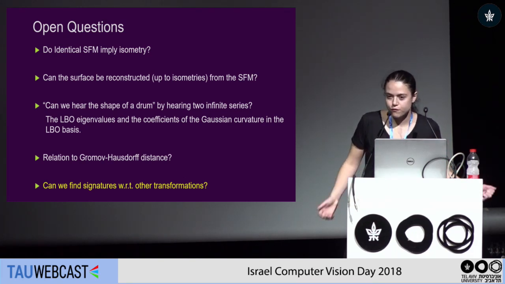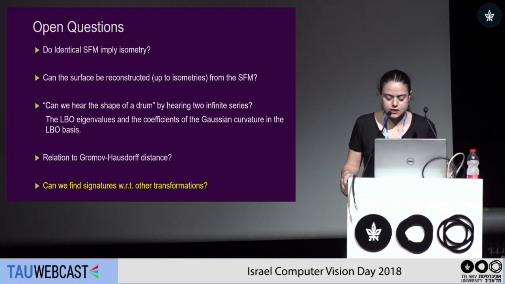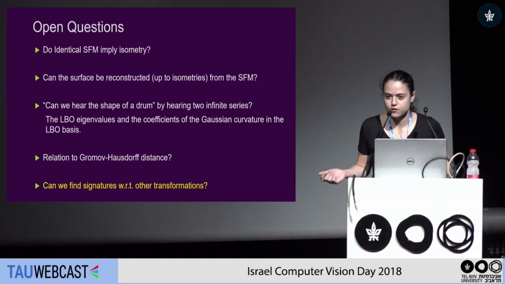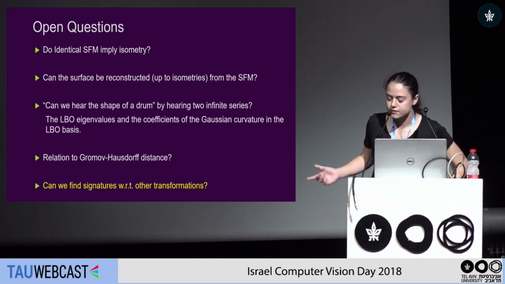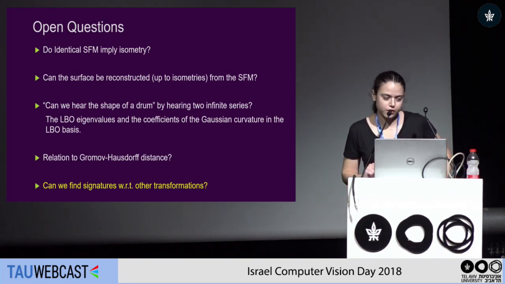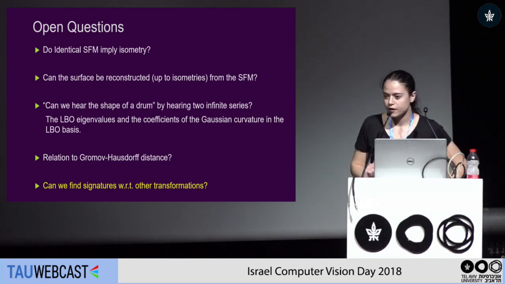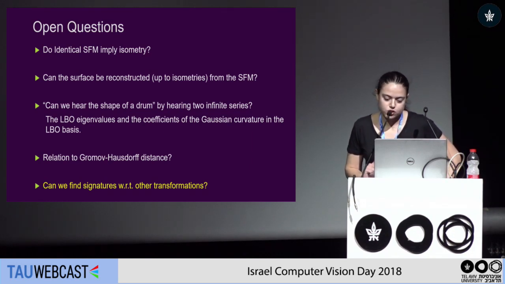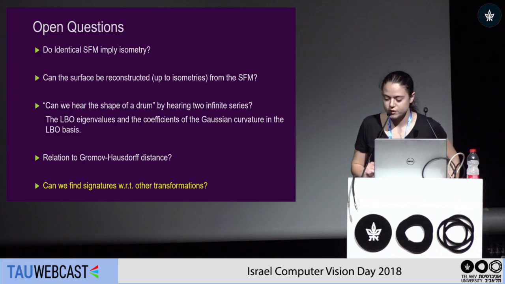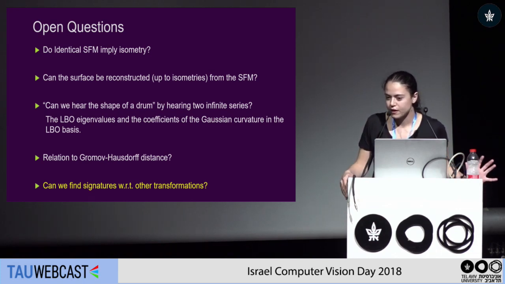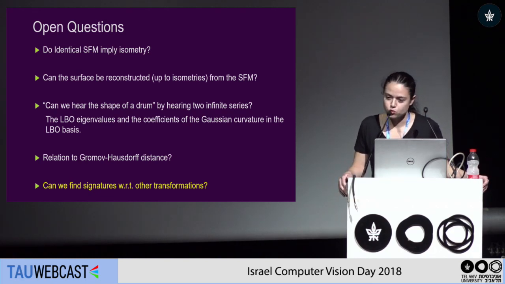For example, if we start from two isometric surfaces, we know that the self-function map will be the same by construction, because the Laplace-Beltrami operator is isometry invariant, and also the Gaussian curvature is isometry invariant. But can we ask the opposite question? Namely, if we know the two shapes have the same self-function map, can we deduce that these shapes are isometric? Okay, so we started to answer this question for planar curves. For planar curves, we show some theoretical results, and we relate the self-function map to the famous Cartan invariant signatures.